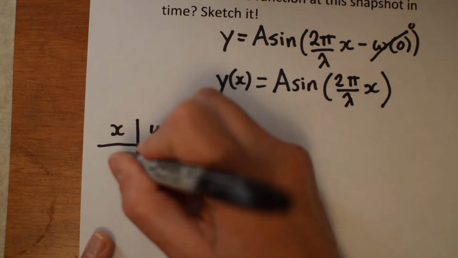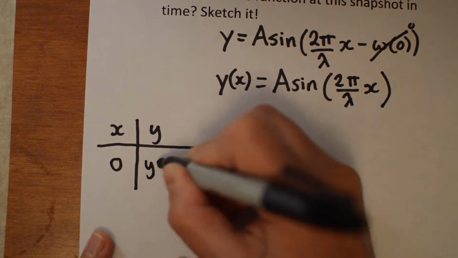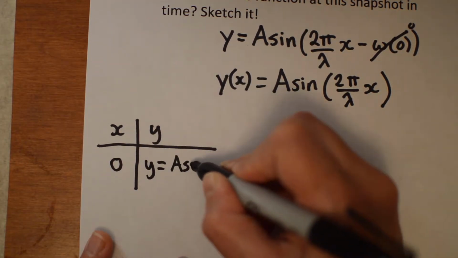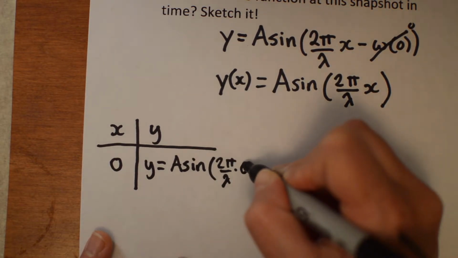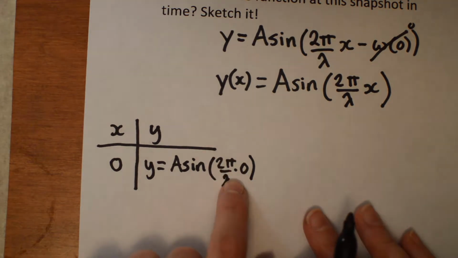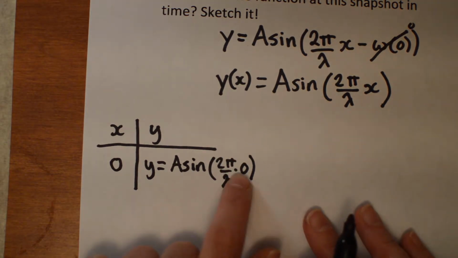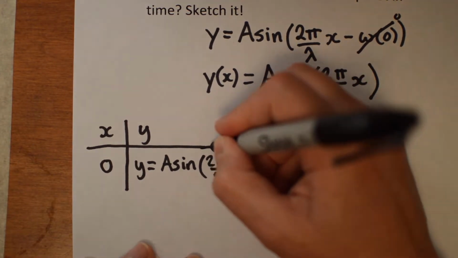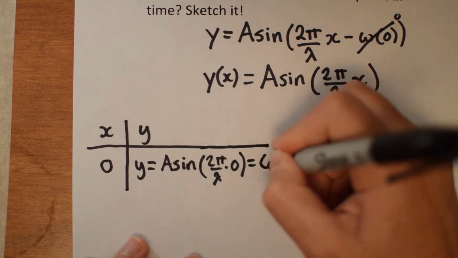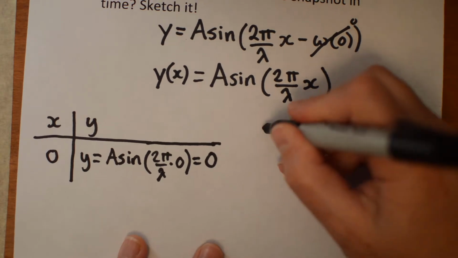Let's start with x is equal to 0. In that case, y is going to be a times sine of 2 pi over lambda times 0. That's all 0 inside there, right? Sine of 0 is 0 times a is 0. So that's going to give me a y of 0. And I'll just plot that over here.